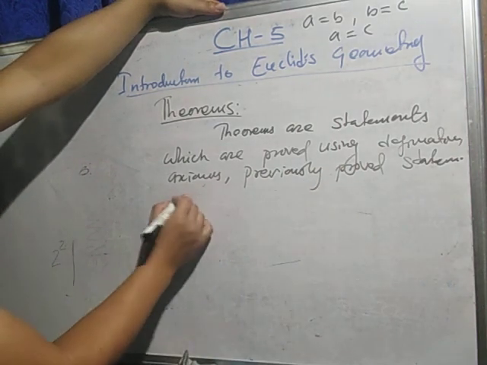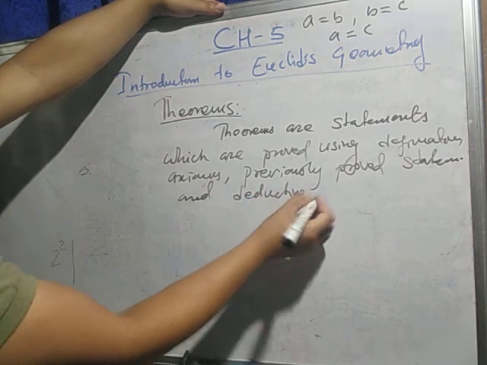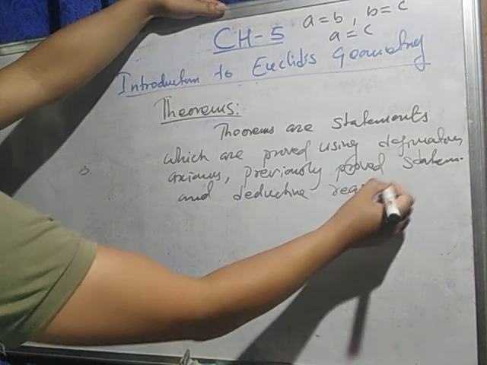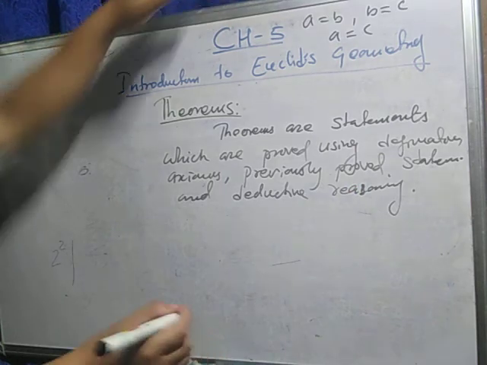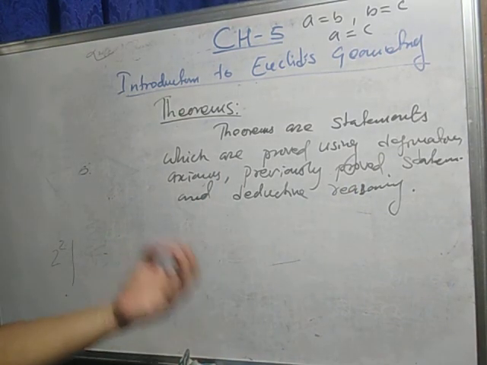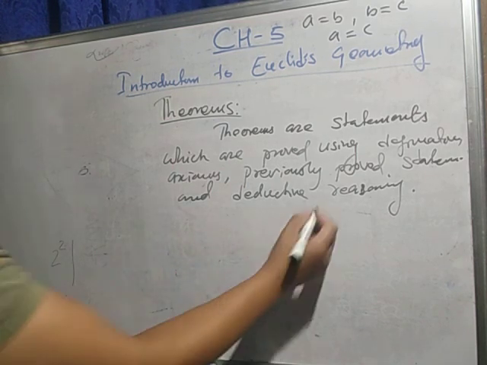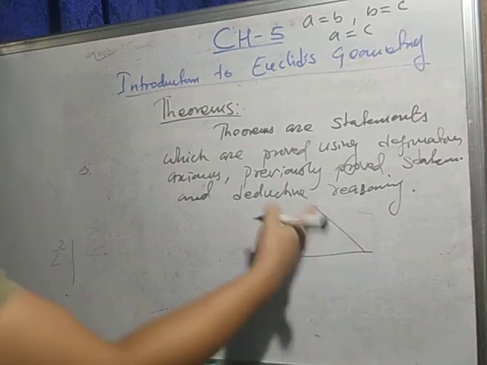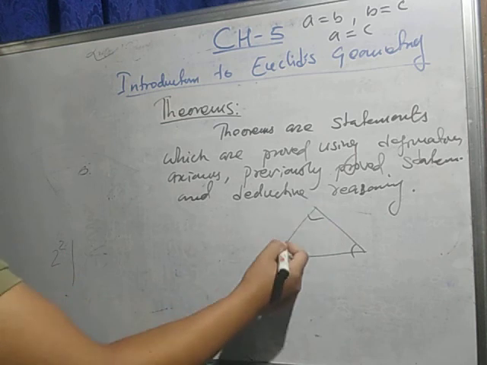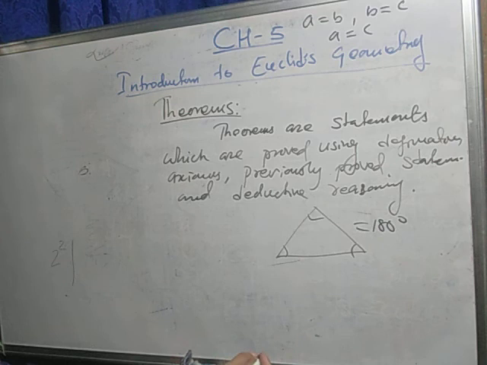And deductive reasoning. So this is your theorem, okay. It's just a statement, like the sum of all the angles of a triangle equals 180 degrees. In your geometry chapter you have to do that. You have to prove this one also, isn't it?